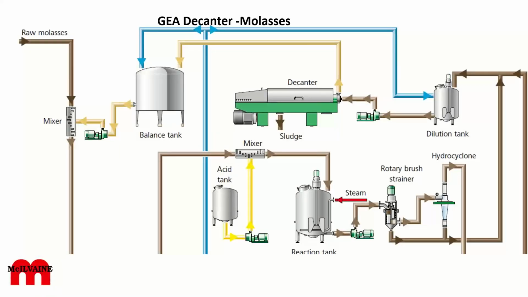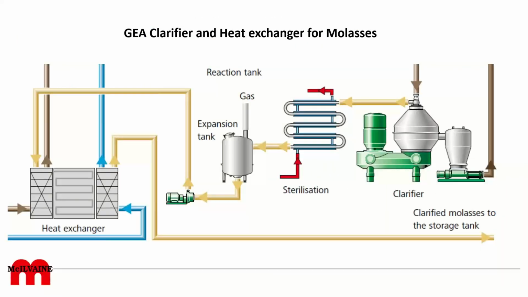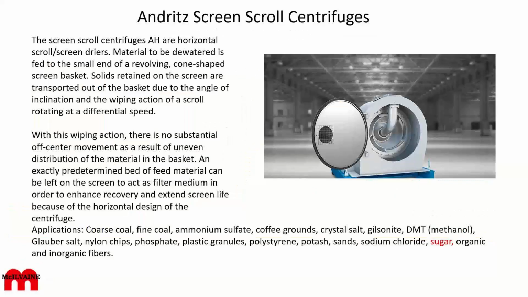The various processes that need to be evaluated include the molasses process that has decanters, centrifuges, hydrocyclones, various other products, and air, water, and energy products. Molasses also needs heat exchangers. Screen scroll centrifuges are widely used in the sugar industry and less widely used in some other industries.